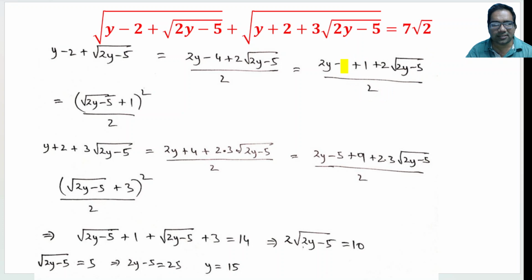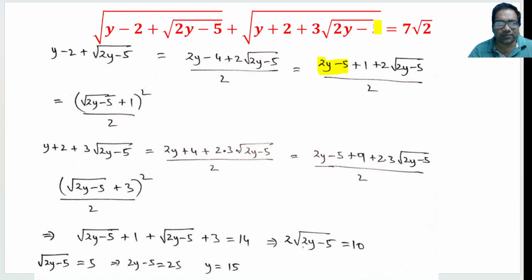Now if you see, this is a square. If a is under root 2y minus 5, then this is a square plus b square, where b is 1, plus 2ab, which is 2 into under root 2y minus 5. What does that mean? This part has actually become under root 2y minus 5 plus 1, whole square. This 2 is automatically there. So this entire inside part, we have converted into a perfect square. Of course, a by 2 has come, which is fine for us.